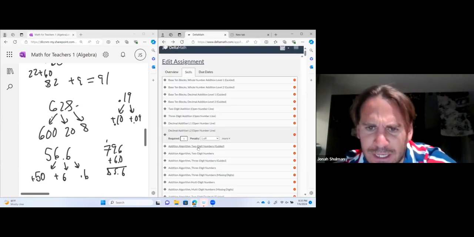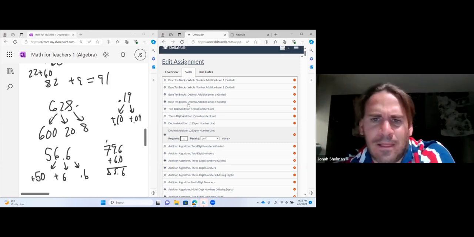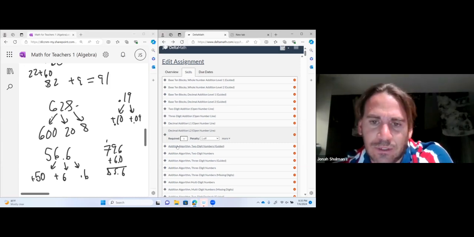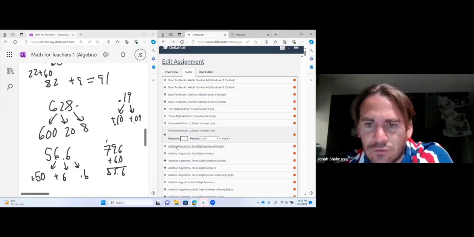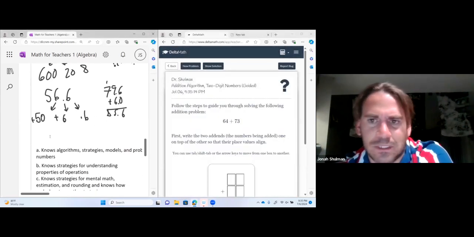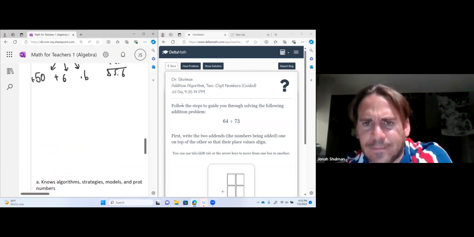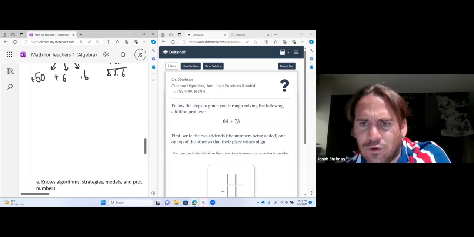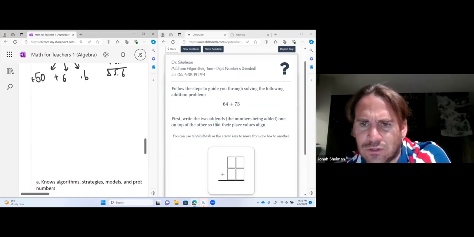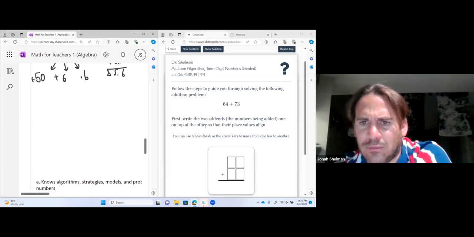All right, so now we get to do this with an algorithm. So at first we did base 10 blocks. Then we did decimal addition, and now we're going to do an addition algorithm. So let's try it. Let's get some more space. So let's see what this algorithm looks like. Follow the steps to guide you through following the addition problem, 64 plus 73. First, write the 2 add-ins, the numbers being added, 1 on the top.